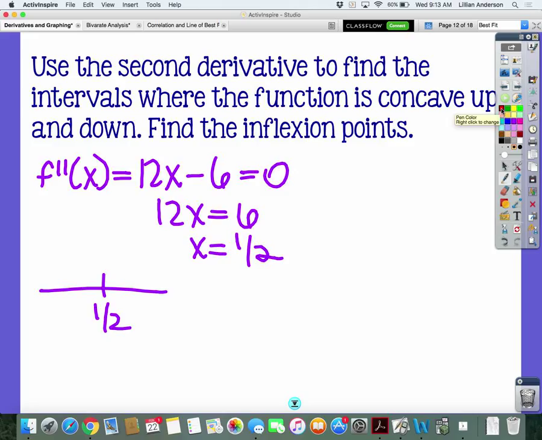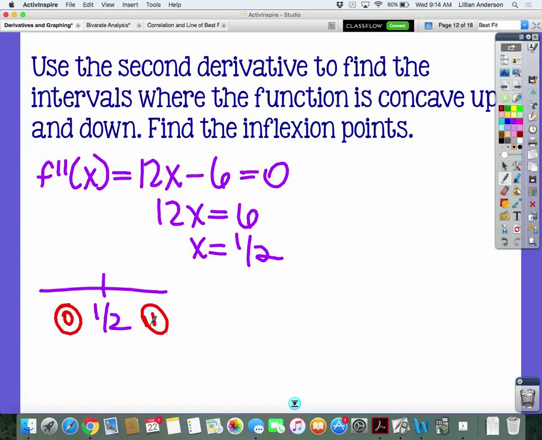What's a number that's less than 1/2? 0. And a number that's greater than 1/2? 1. Now you could have picked -2, you could have picked +5. Either one is still going to get you the same result. But this particular number line is not going to tell us where it's increasing and decreasing, but where it's concave up and where it's concave down.